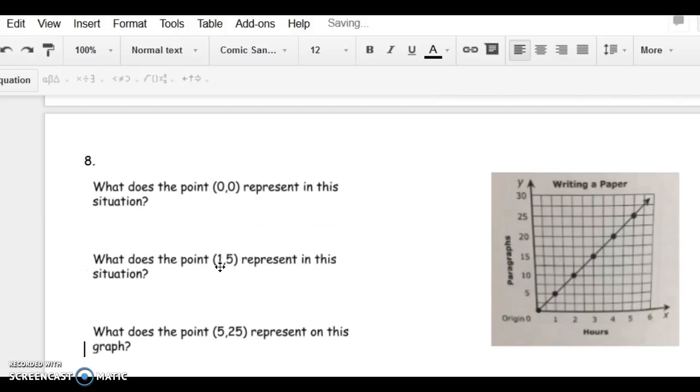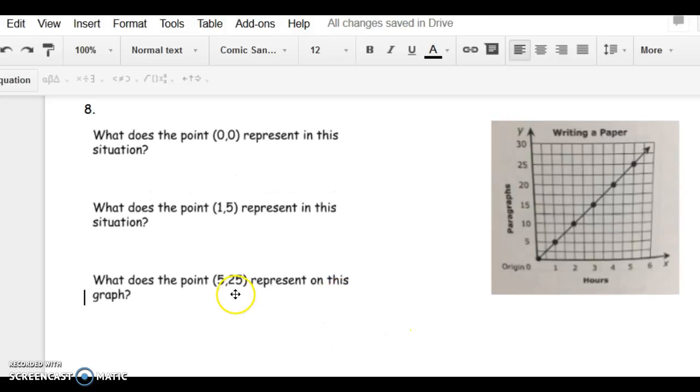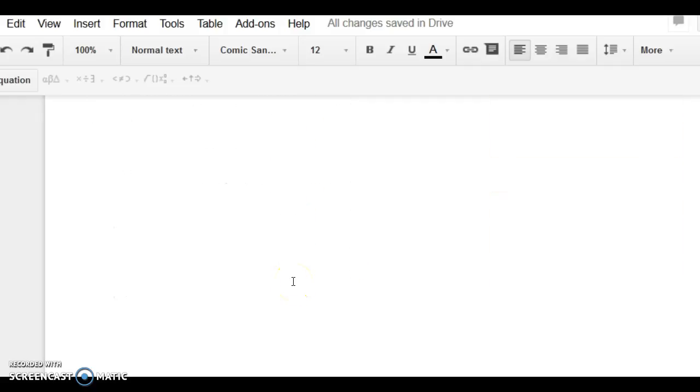Number 8. What does the point 0, 0 represent in this situation? So 0, 0 is the origin. It's the starting point for my proportional relationship. I have 0 hours written and 0 paragraphs. 0 hours put in and 0 paragraphs written. The point (1, 5) is my unit rate. After my first hour of writing, I have 5 paragraphs written. What does the point (5, 25) mean? After 5 hours of writing, I've written 25 paragraphs.